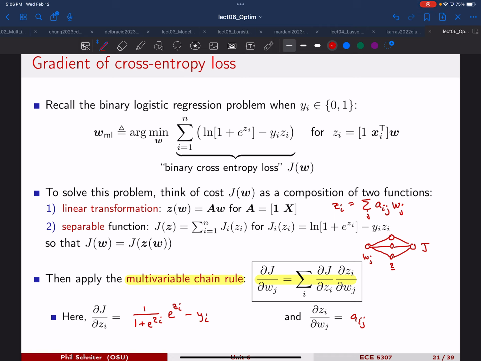To make this efficient in terms of implementation, we want to write things back in terms of matrices and vectors. We'll do that next week.